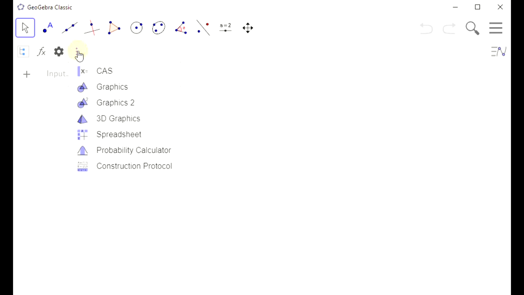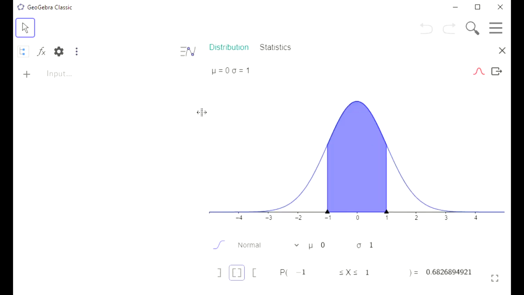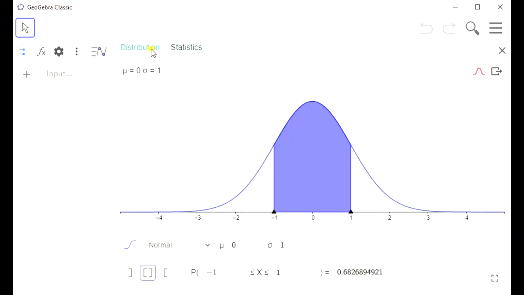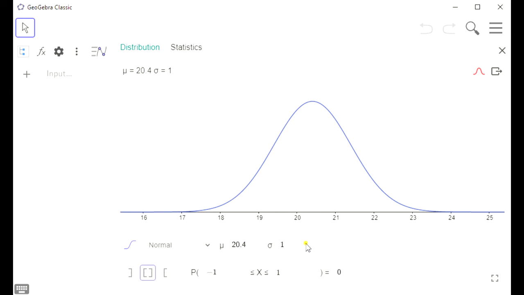We'll go to the three vertical dots. We'll go to the probability calculator. We'll open that up. We go to statistics, to distribution. This is the normal distribution. We have a mean of 20.4 with a standard deviation of 0.8795. Now we're trying to find the probability of having a mean of 22 or more.